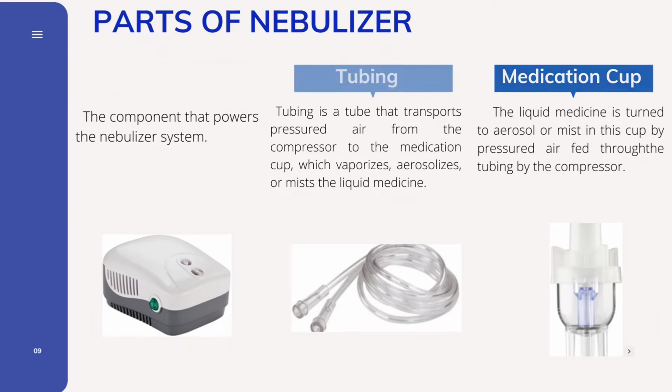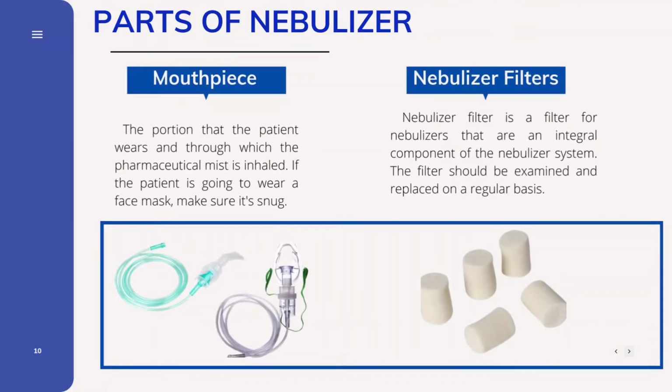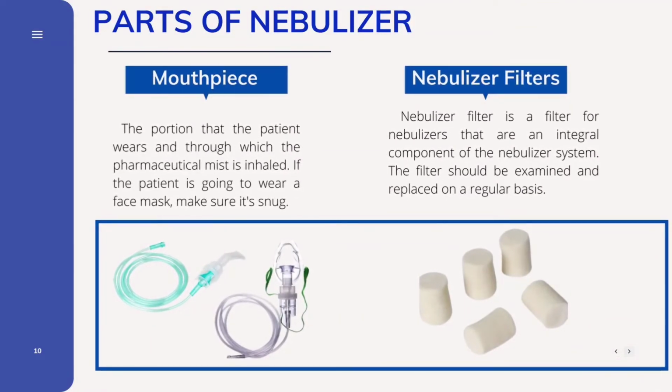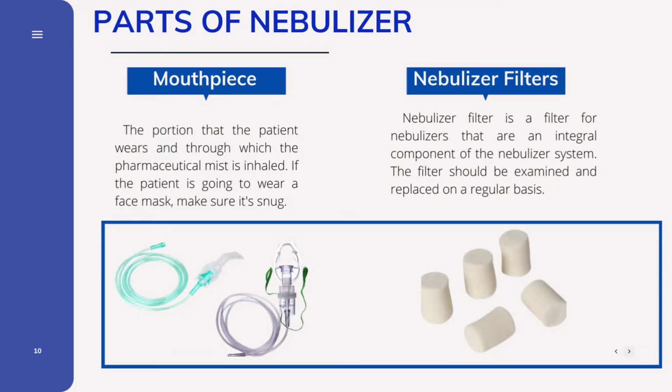Fourth, we have the face mask or mouthpiece. Face mask or mouthpiece is the portion that the patient wears and through which the pharmaceutical mist is inhaled. If the patient is going to wear a face mask, make sure it's snug. Meanwhile, if they will be using a mouthpiece, be sure it's securely positioned between your teeth and that your lips completely cover it.